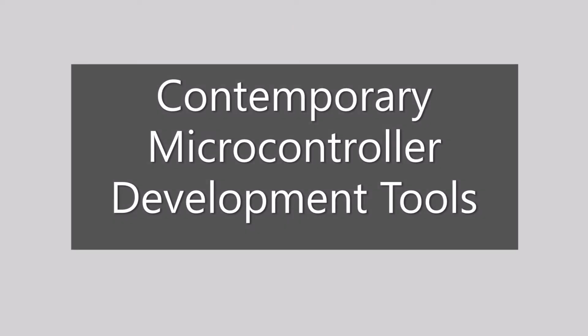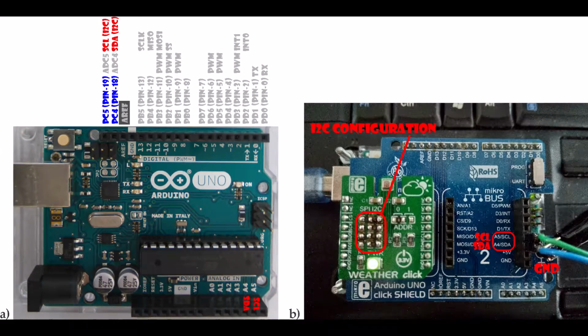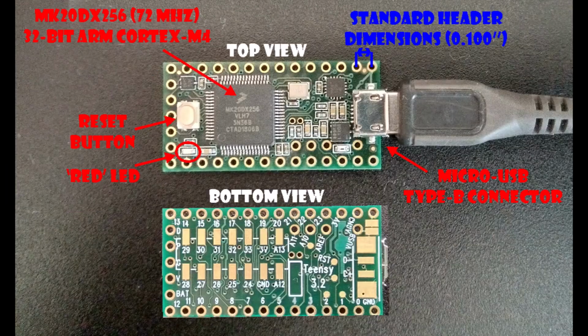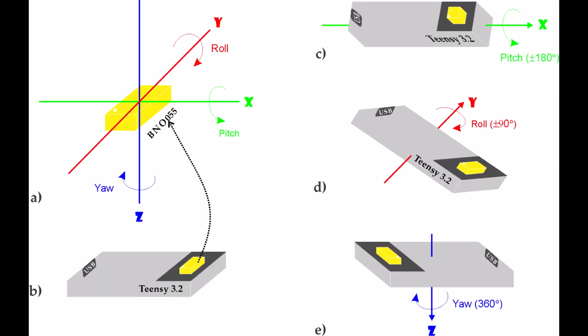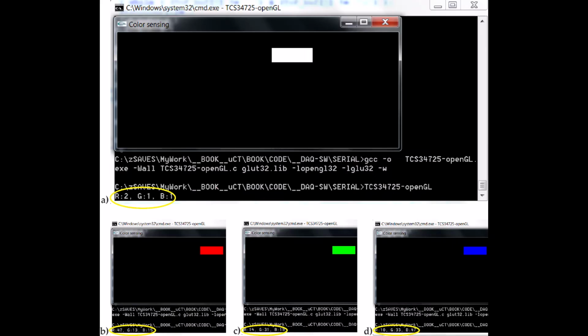Use some of the most familiar and contemporary hardware tools for microcontrollers, such as the Arduino Uno, Micro:bit, Teensy, and Tinazero boards, which apply to projects such as environmental measurements, motion and orientation detection, gesture recognition, color sensing, and more.